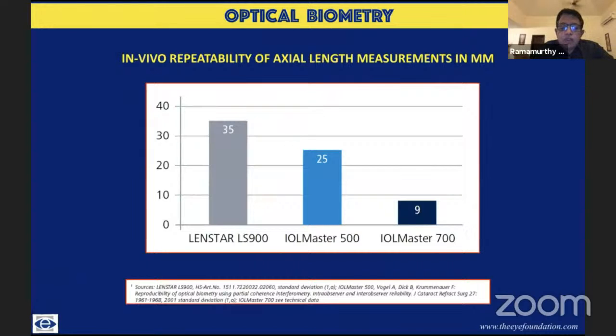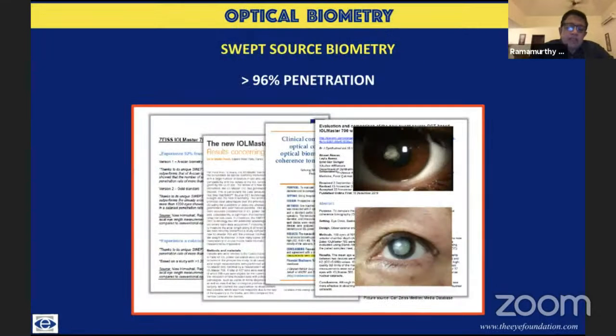This is a study which showed that with the IOL Master 700, the repeatability of axial length measurements is in the range of about just 9 microns. And with the IOL Master 500, it's 500 microns. With LensStar, it ranges between 20 to 35 microns, which is almost 1/10 of the error that you could get with an immersion A scan. And that's the reason that these instruments work very accurately.